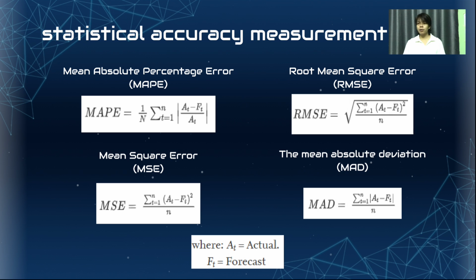Secondly is the root mean square error. It is the square root of the mean square error. The third is the mean square error. It is the error value obtained from the average square of the subtraction between actual value and estimated value. And the fourth is the mean absolute deviation. It is the sum of the absolute differences between actual and estimated values divided by the number of observations. The variables of these four equations are At equal to actual and Ft equal to forecast.